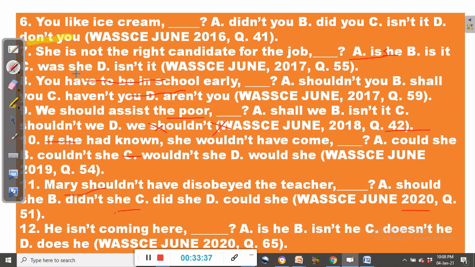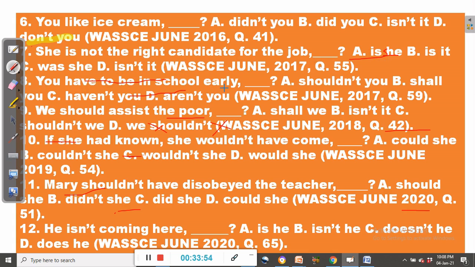Is it is not correct. Was she is not correct because the tense is present. Isn't it is also not correct. She is not the right candidate for the job. Is she? All right. Question 7.